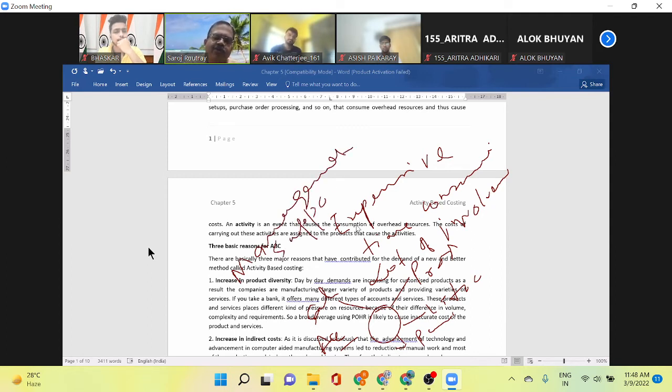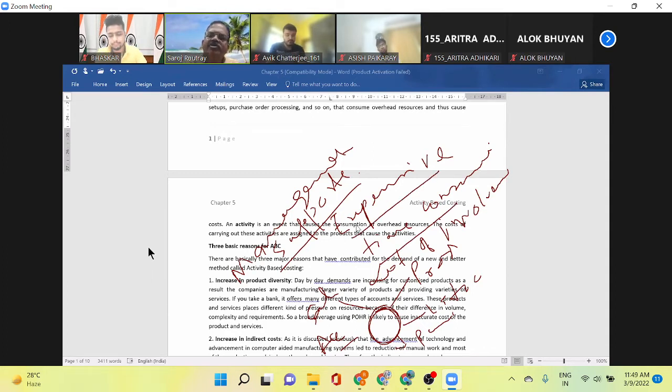And everybody knows that if you want to bring some change, 50% of the people will object to those changes. They don't want to do any changes because if you change something, it puts them into some kind of discomfort. So getting the support of everyone to apply this method of costing is also a big challenge. And at the same time, it is very time consuming, it is very expensive.